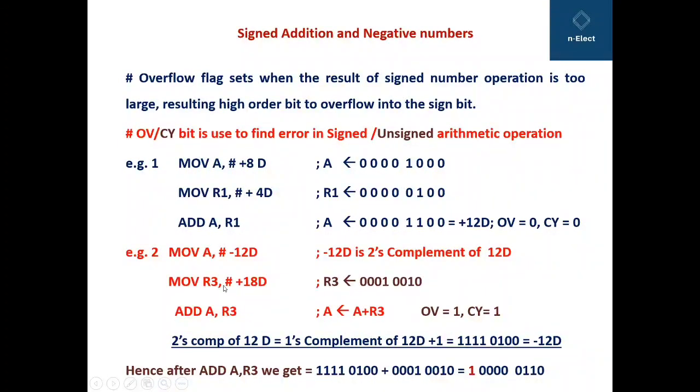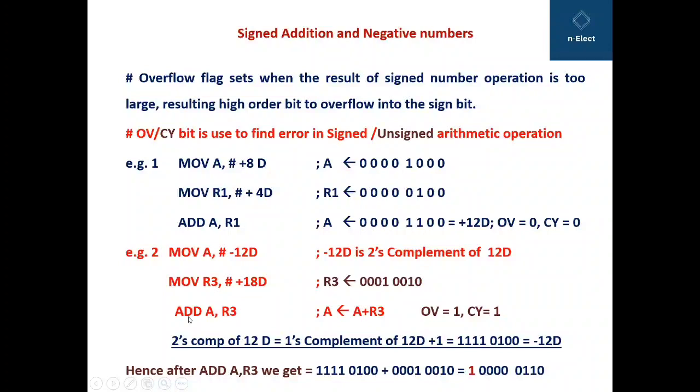MOV R3, #+18d. So here the decimal number 18 is written in binary like this, and additional zeros are added here. So this 8-bit number is representing +18, and +18 will be moved to R3. So -12 is moved to the accumulator and +18 is moved to register R3, and both of these are decimal numbers.